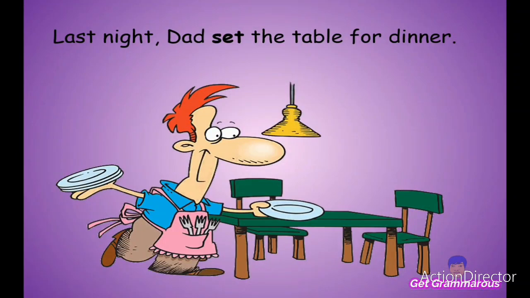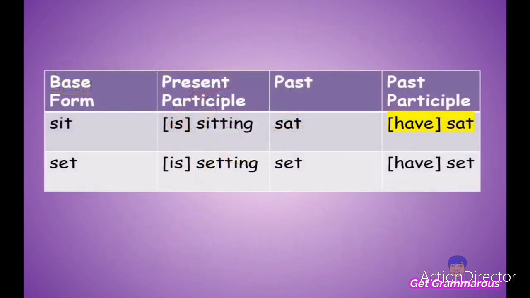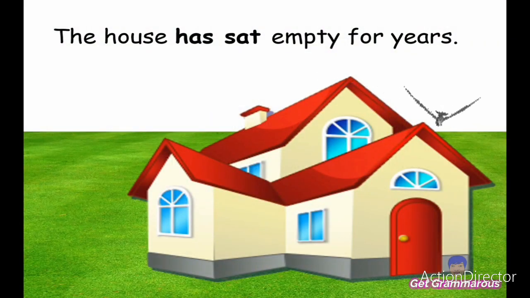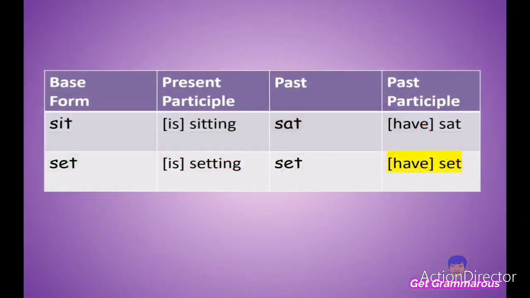Last night, Dad set the table for dinner. Table is the object of set. What was set last night? The table was set. It's the thing that received the action. Let's look at the past participle of sit, which is have sat. The house has sat empty for years. This sentence does not have an object. The verb is not done to anything.